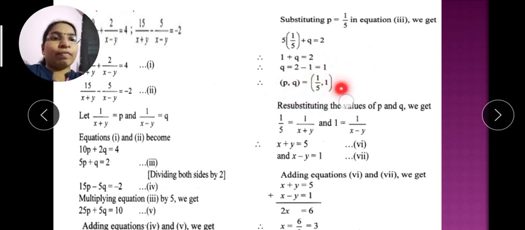After getting the value of p and q, resubstitute the value of p and q, you will get the value of x and y. Why? Because p is actual. What is p? P is 1 upon x plus y. And q, what is q? Q is 1 upon x minus y.